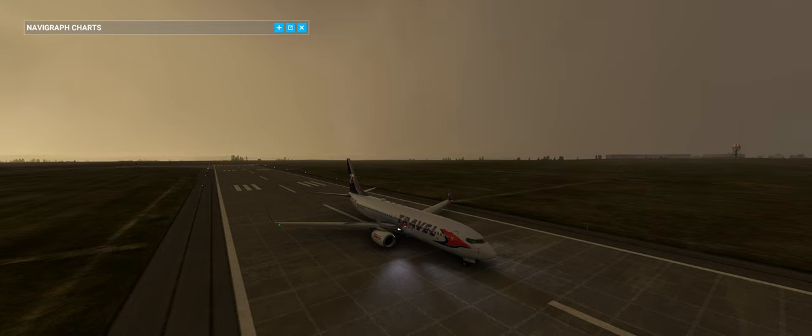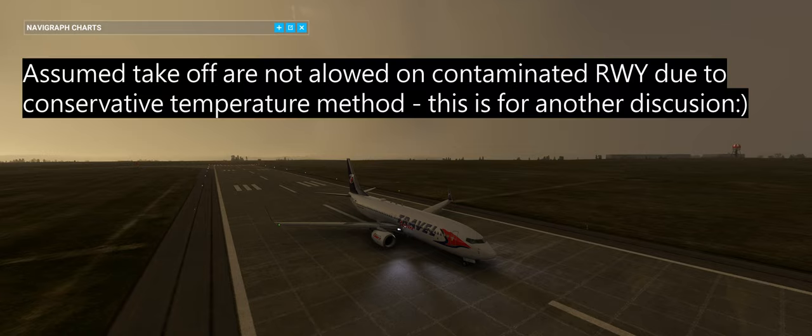Why am I mentioning contaminated runways? Because if you are using assumed temperature, the assumed temperature doesn't account for the temperature correction error. That means that your indicated airspeed related to true airspeed in the day conditions can differ from, for example, 5 knots up to 20 knots. Imagine 20 knots, and this margin should be incorporated into your runway analysis.